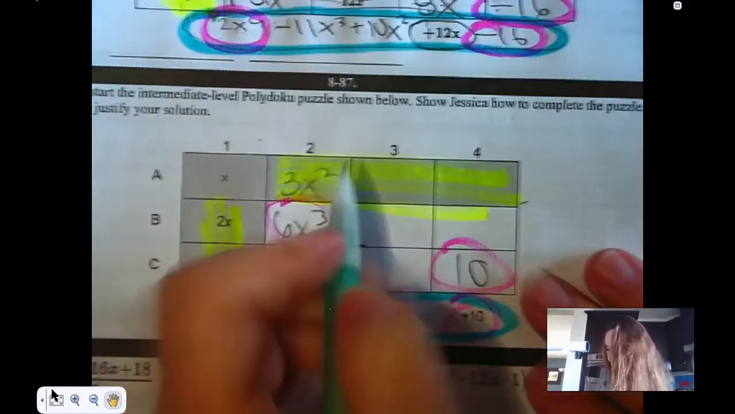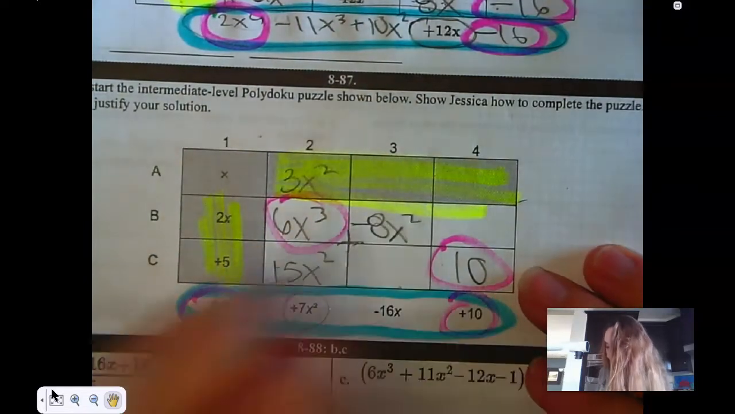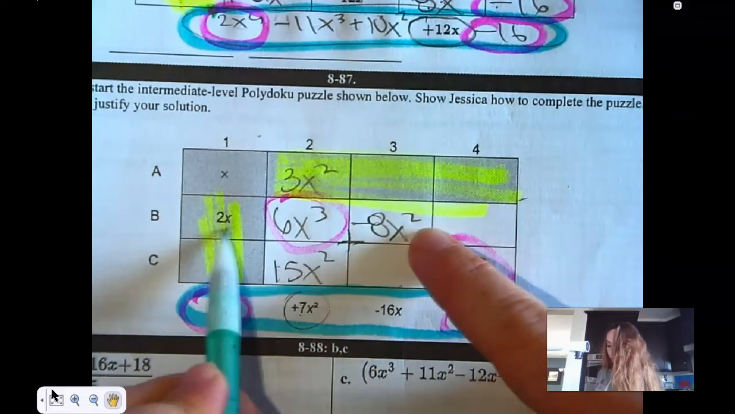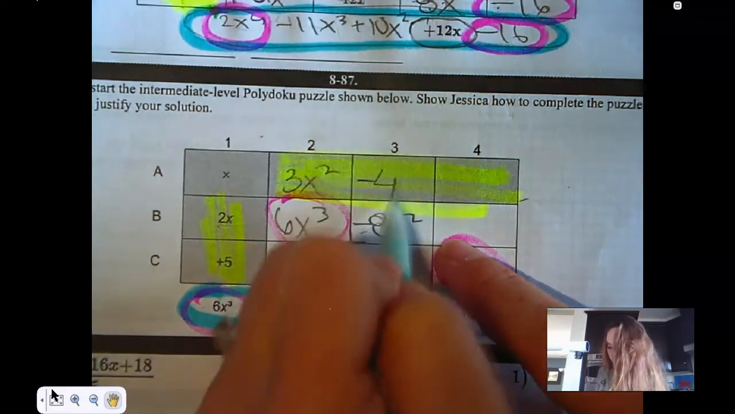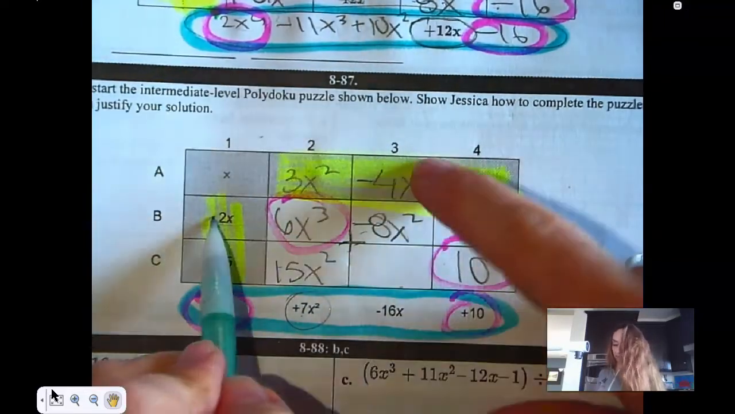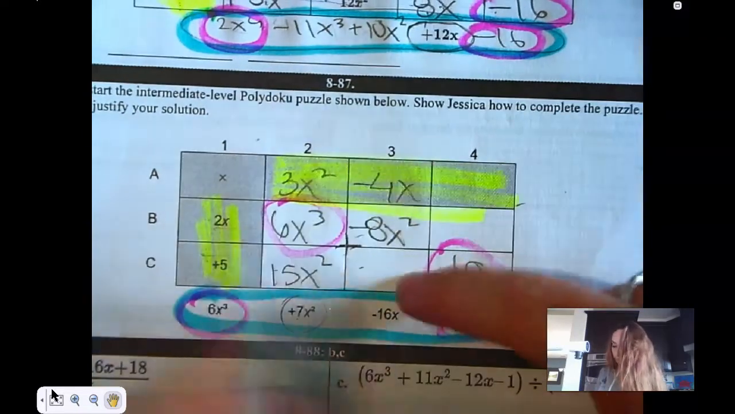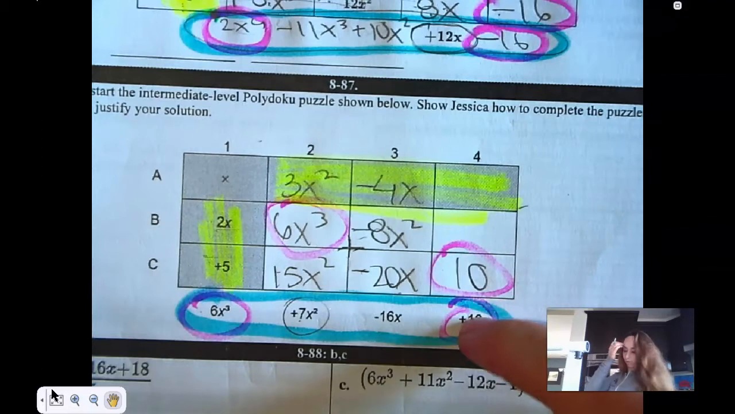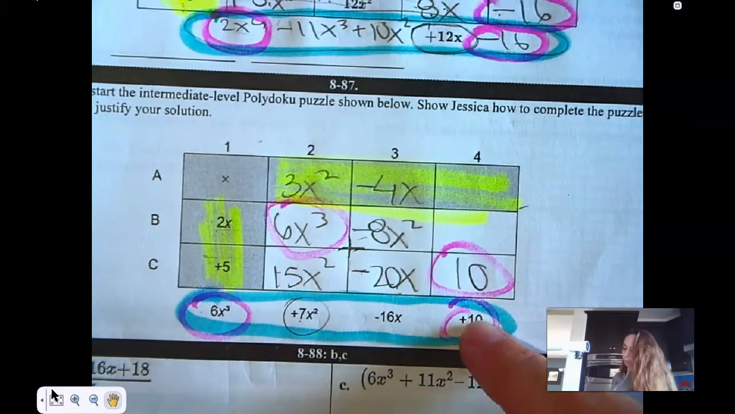This is why I like the pens better. Negative 8x squared. Because this plus this gives you this. And now if I have that, that means that's negative 4x, because this times this gives you that. Now I can multiply those. This might take a couple times in practice. It took me a couple times because it was weird the first time I learned it.